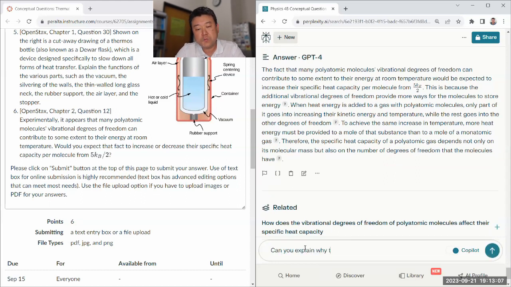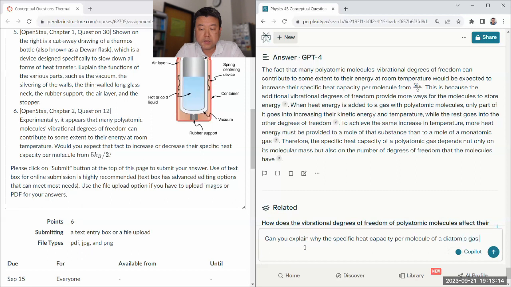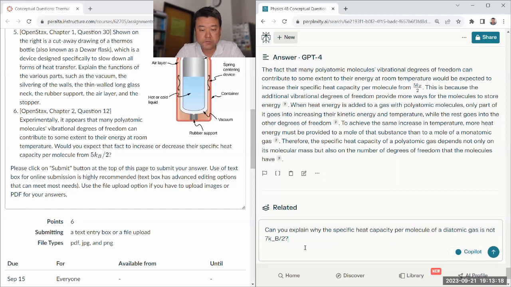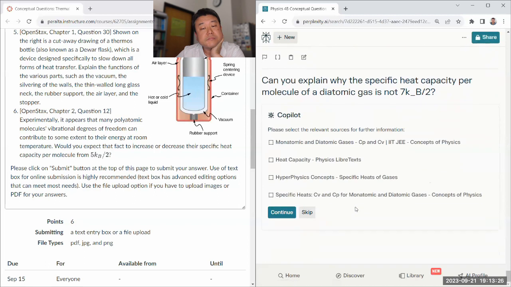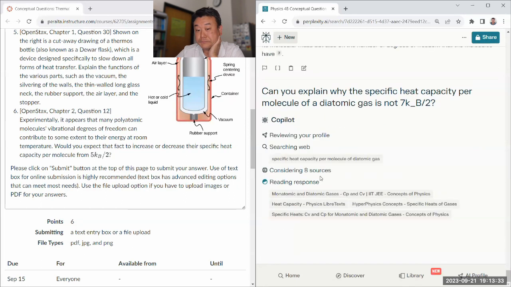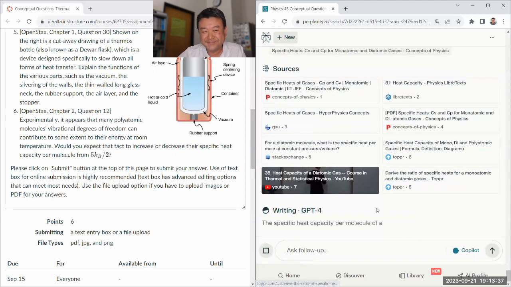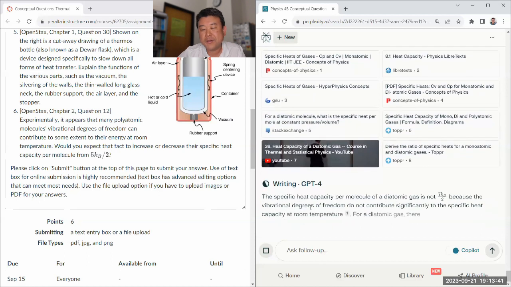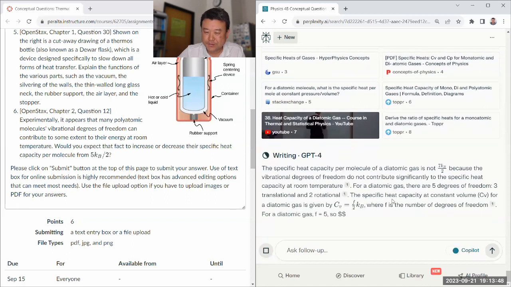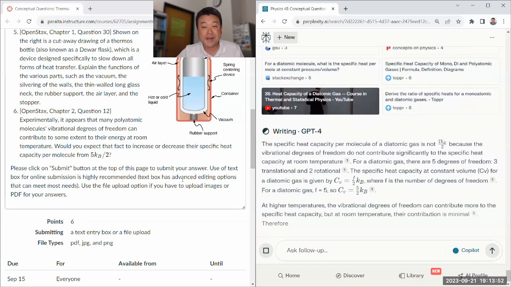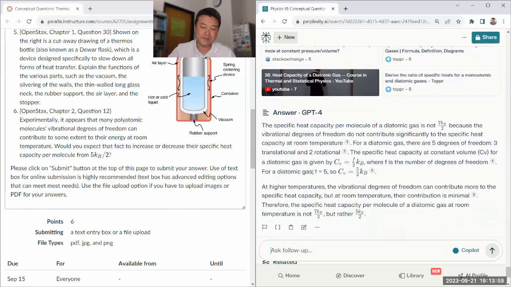Can you explain why the specific heat capacity per molecule of a diatomic gas is not 7 kB over 2? I wonder if it'll bring up the whole frozen out idea. Yeah, the vibrational degrees of freedom have been frozen out. The rest of the answers will probably be correct. So let me scroll enough so that people see it, and for editing purposes I'll just stay here until it finishes answering.